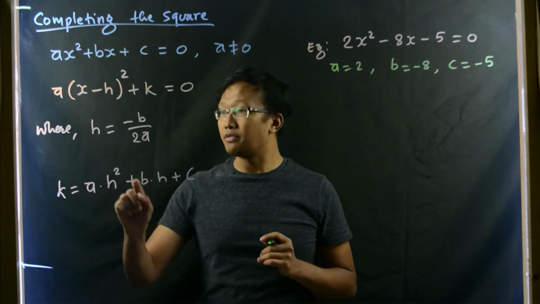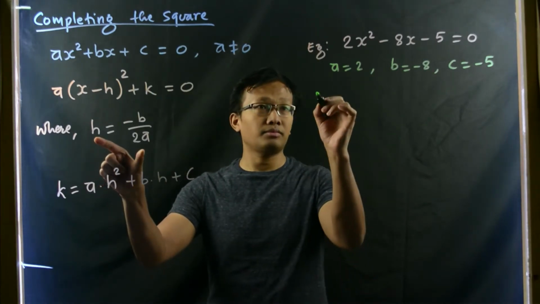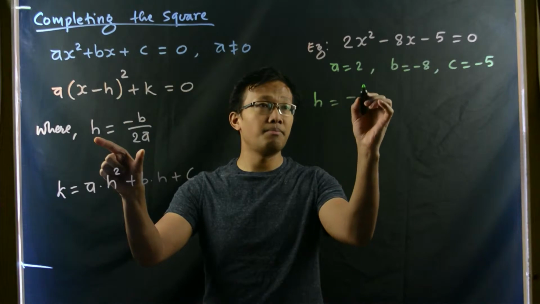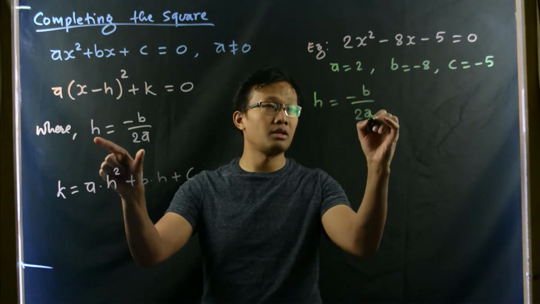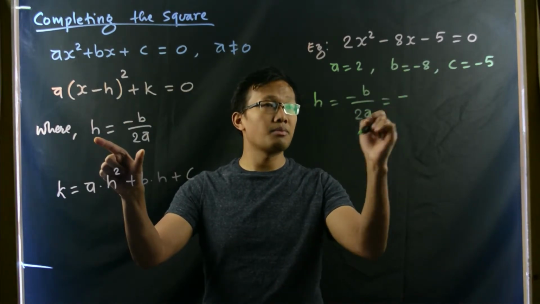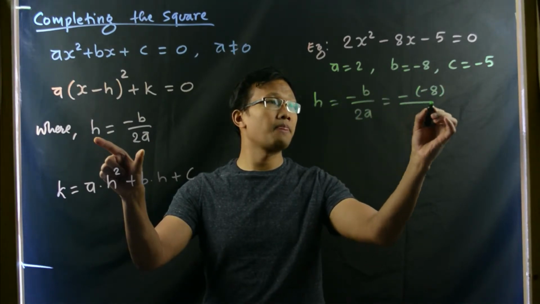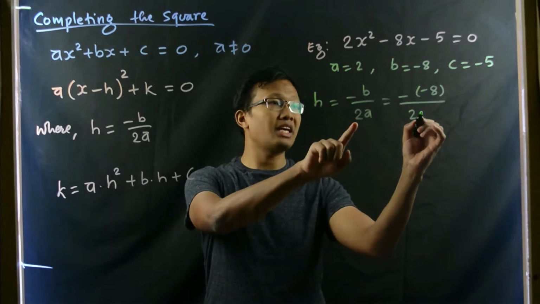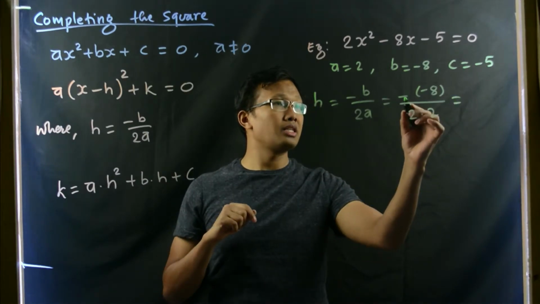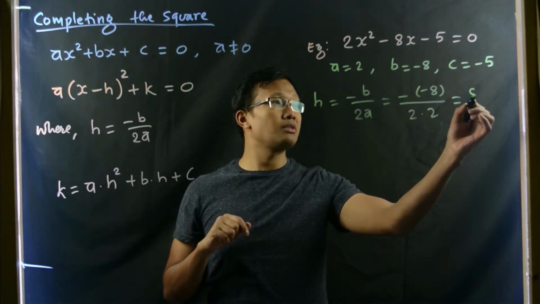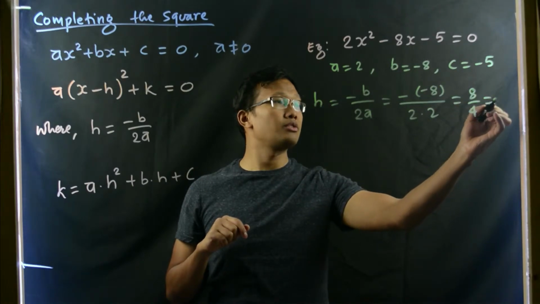So first of all, find out the value of h. So h equals negative b over 2a. The negative comes from the formula, b is negative 8, divided by 2 times a, which is 2. So negative times negative is positive 8 over 4, which is 2.